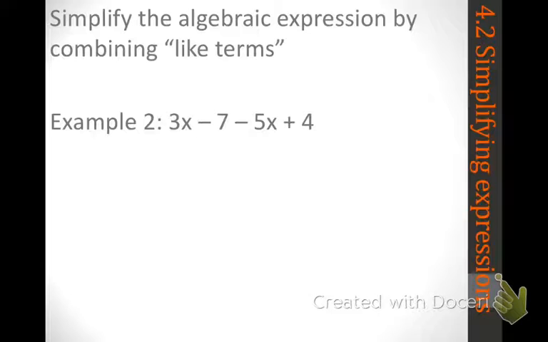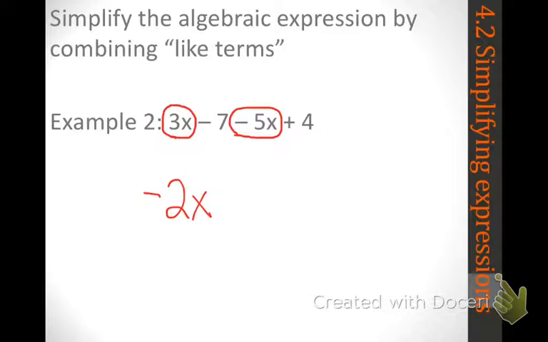Example 2 is a little trickier. You have to be more careful. Let's always start with the variables. I have 3 x's here. Be very careful, because here I have negative 5 x's. So if I have 3 x's and I take 5 x's away, I'm left with negative 2x.